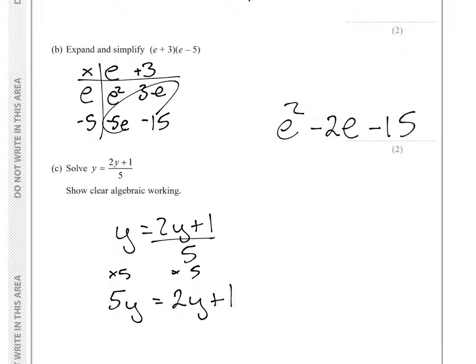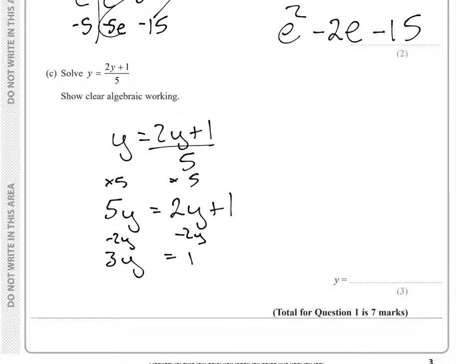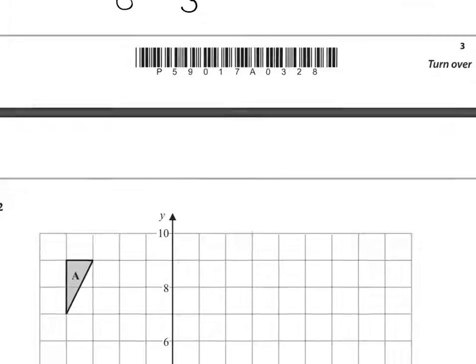We want a positive number of y, so let's take away 2y from both sides. So we get 3y equals 1. Divide both sides by 3. Get y equals 1/3. Leaving it as a fraction like that is absolutely fine.